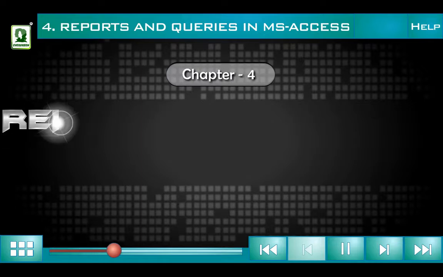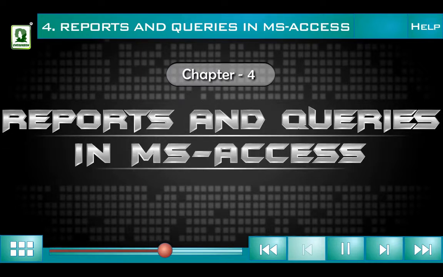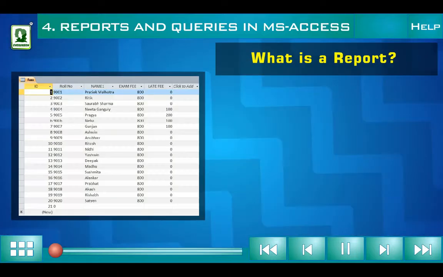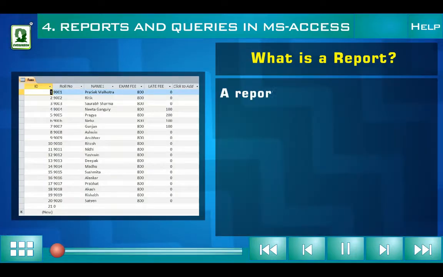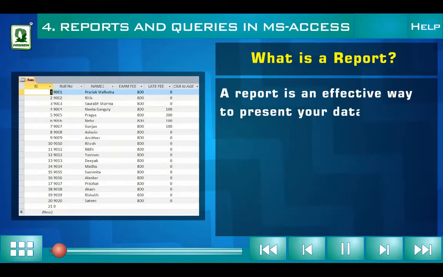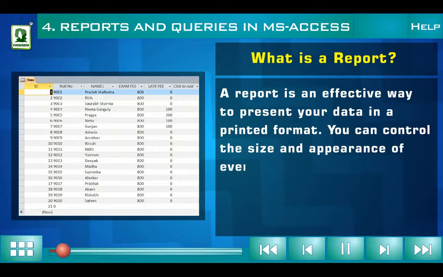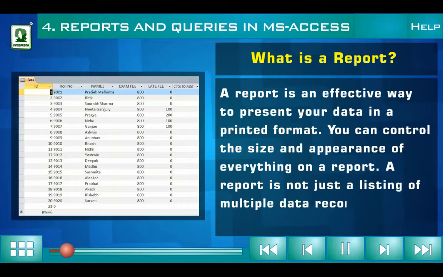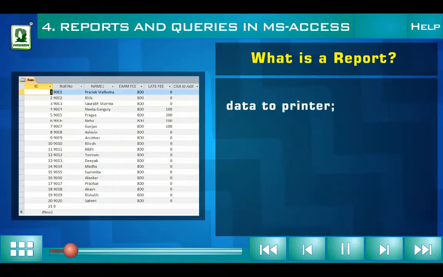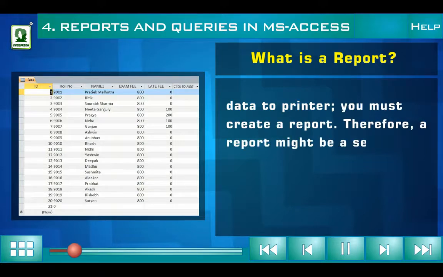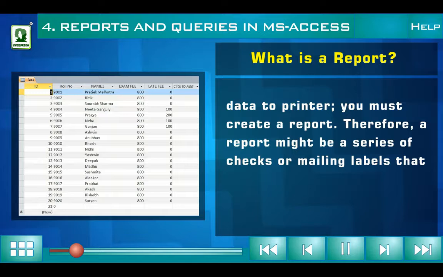Chapter 4. Reports and Queries in MS Access. What is a report? A report is an effective way to present your data in a printed format. You can control the size and appearance of everything on a report. A report is not just a listing of multiple data records. Anytime you need to send MS Access data to printer, you must create a report. Therefore, a report might be a series of checks or mailing labels that you print.